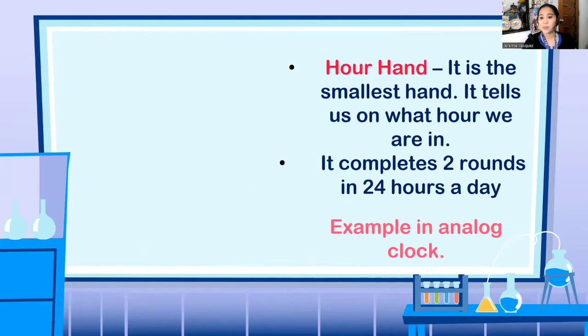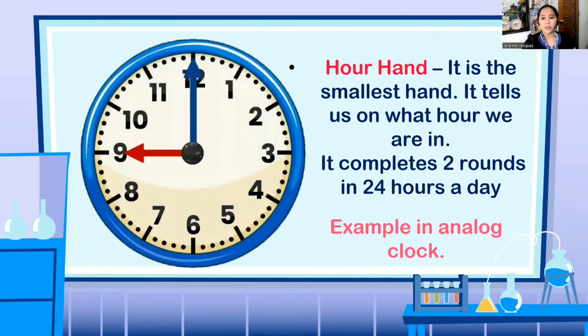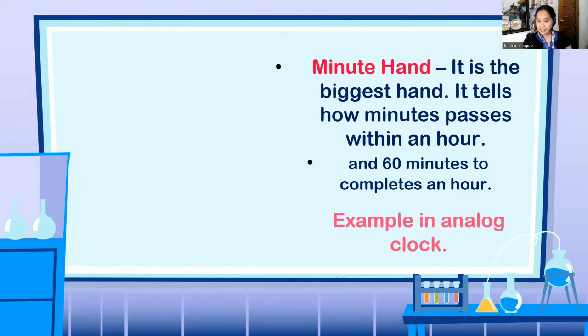Next, let's discuss those hands of the clock. So the hour hand is the smallest hand of the clock. It tells us what hour we are in during a day. The hour hand completes 2 rounds in 1 day. Okay, so where is the hour hand in this analog clock? Is it the blue one or the red one? The red one, correct.